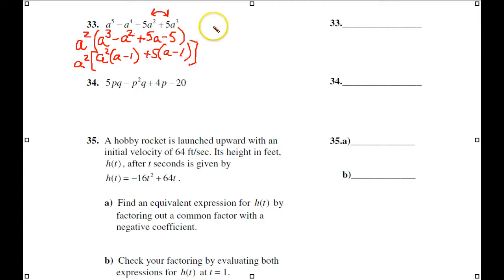So what's my final answer? Well, it will be a squared. Then I'm going to have two sets of parentheses. And then in this one, I like to put what I get here. And then in this one, I'm going to take that a squared and my plus 5. And that is the answer.